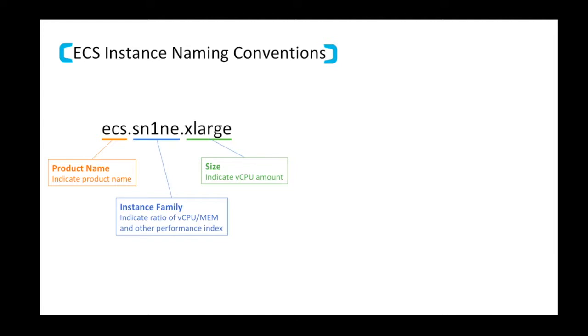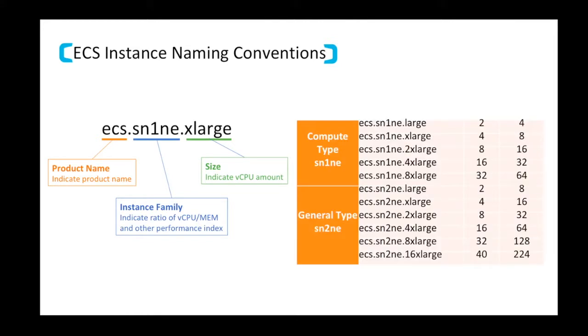Okay. Moreover, the number 1 in this instance doesn't mean the generation of the instance type. The difference between instance family SN1NE and SN2NE is a ratio of vCPU and memory, but they belong to the same generation. The last part in green indicates the size of the instance. Large signifies 2 vCPU, X large signifies 4 vCPU, etc.